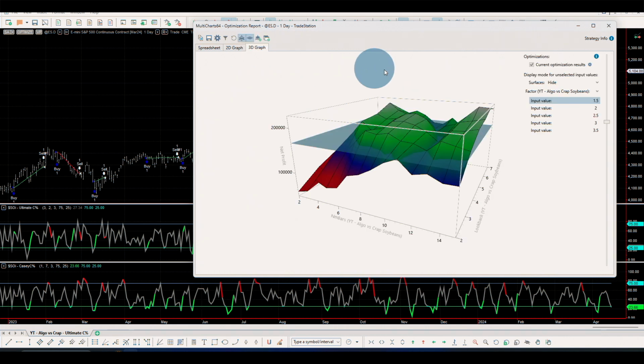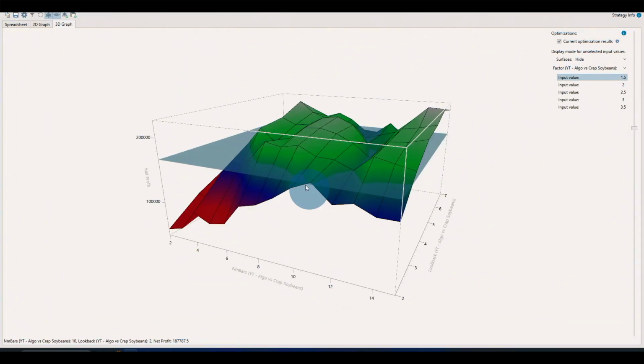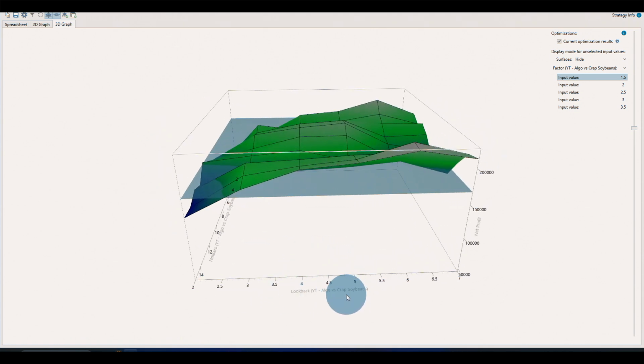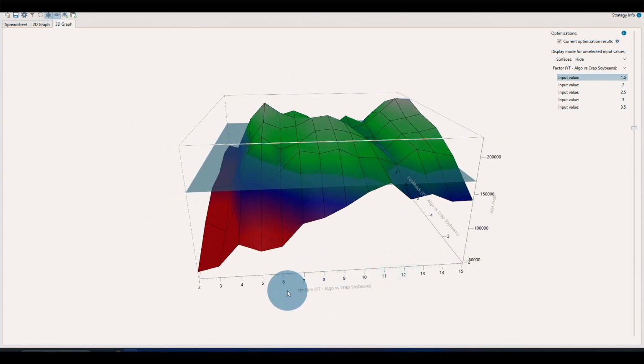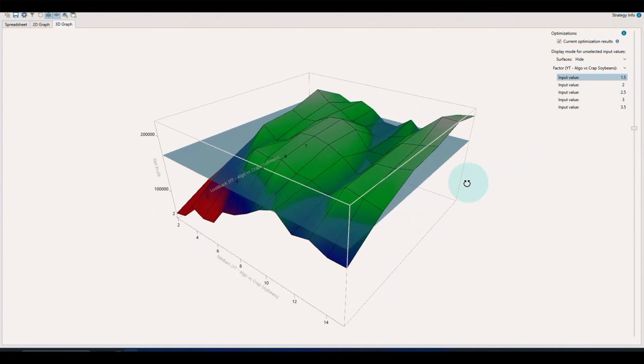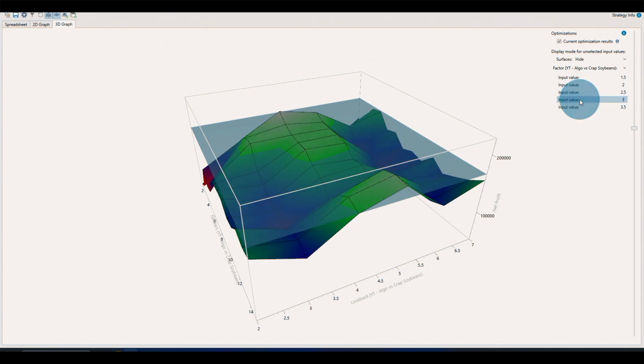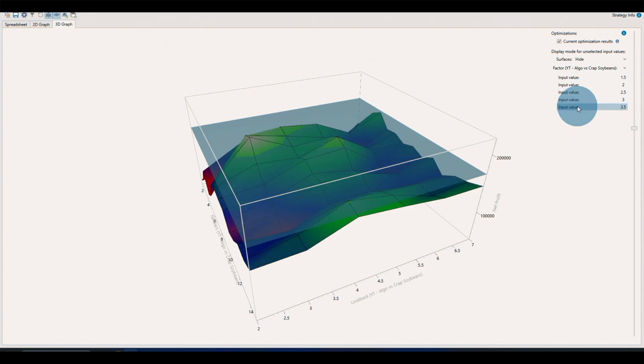And let's look at a 3D graph. So this is the look back for the ultimate C from 2 to 7. And then here we have the number of bars to exit on top of the exit when the oscillator is above 75. And here we have the factor, so this produced the weights: 1.5, 2, 2.5, 3, and 3.5. All of them are good, by the way.